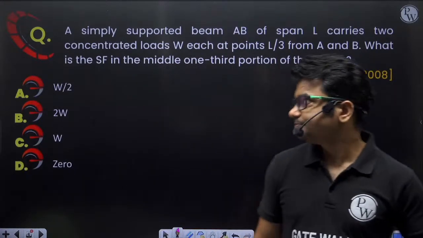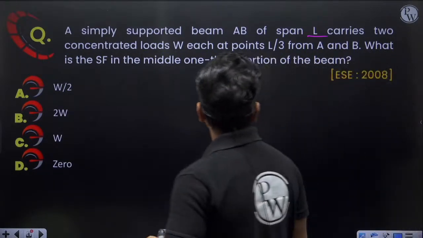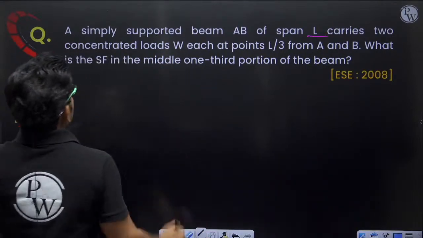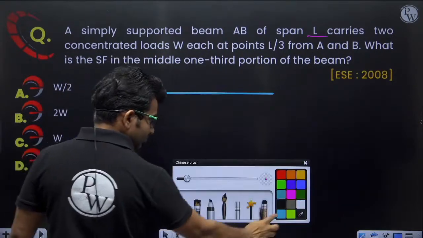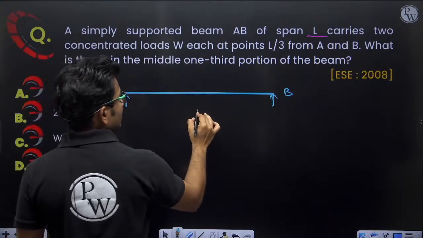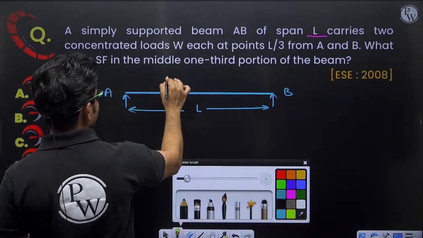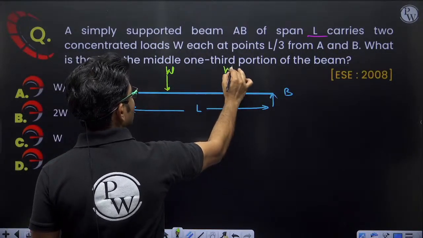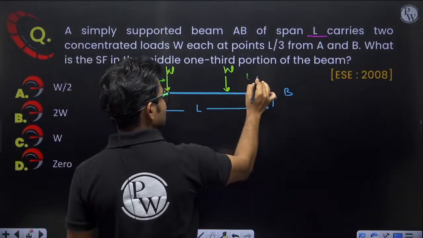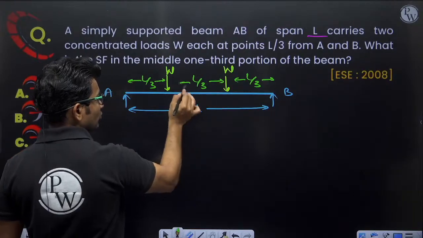ESE 2008. A simply supported beam AB of span L carries two concentrated loads W each at points L by 3 from A and B. So we have a simply supported beam with span L, carrying two concentrated loads W. This load is at distance L by 3 from A, and the other is L by 3 from B. So the remaining distance will also be L by 3. So 1/3, 1/3, 1/3.